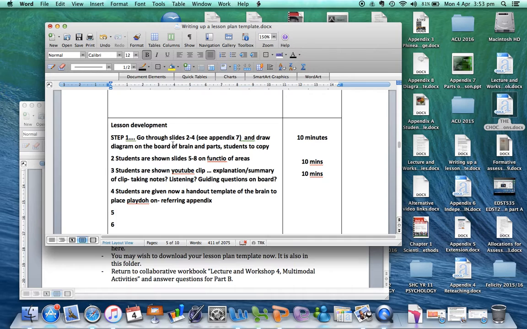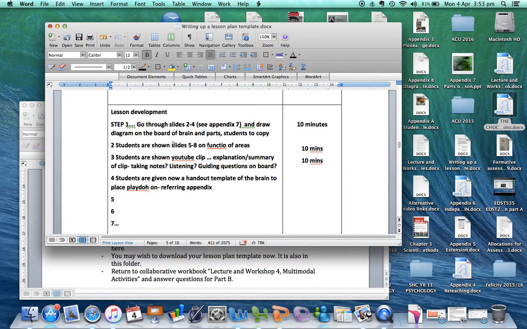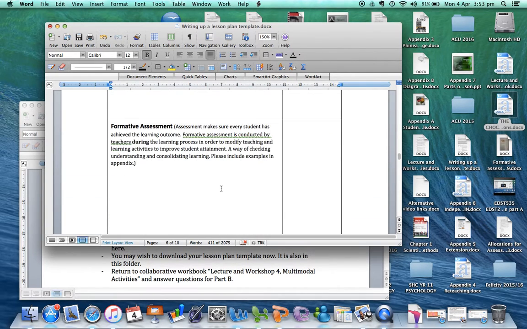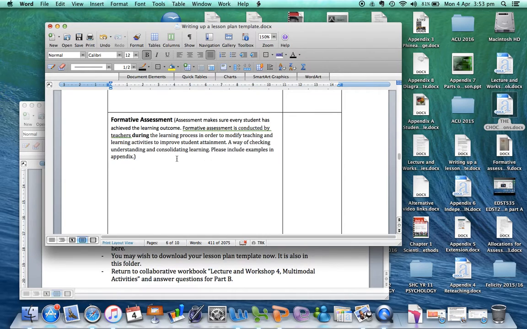We got to lesson procedure and I explained how to put all of the handouts and resources you use into your appendix at the end of this lesson plan when you hand it in on Turnitin. And now we found our way to formative assessment. So the ways of modifying teaching and learning activities and checking understanding and consolidating learning.